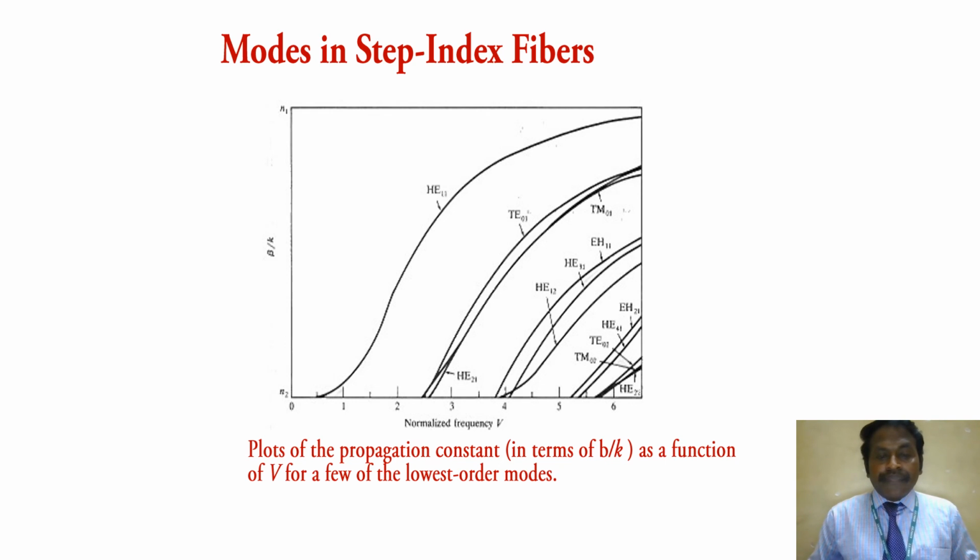So this is a diagram. It gives the value of V, that is normalized frequency, versus beta by k. These are the plots of propagation constant as a function of V for a few lowest order modes. Now look at that: we have HE11 mode, TE01, TM01, HE21, HE12, HE32, like that we have many values according to the hybrid modes HE, TE and TM modes.